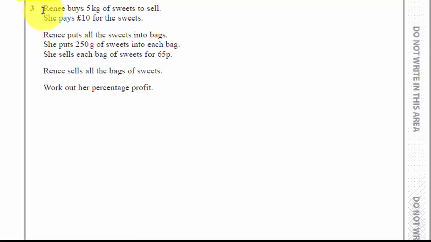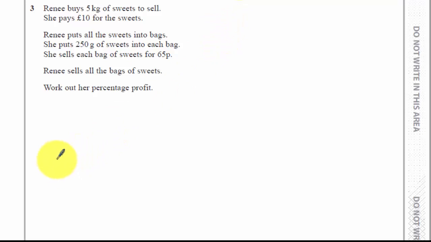Question 3. Renee buys 5 kilograms of sweets to sell. She pays £10 for the sweets. Renee puts all the sweets into bags. She puts 250 grams of sweets into each bag, and she sells each bag of sweets for 65p. Renee sells all the bags of sweets. Work out her percentage profit.